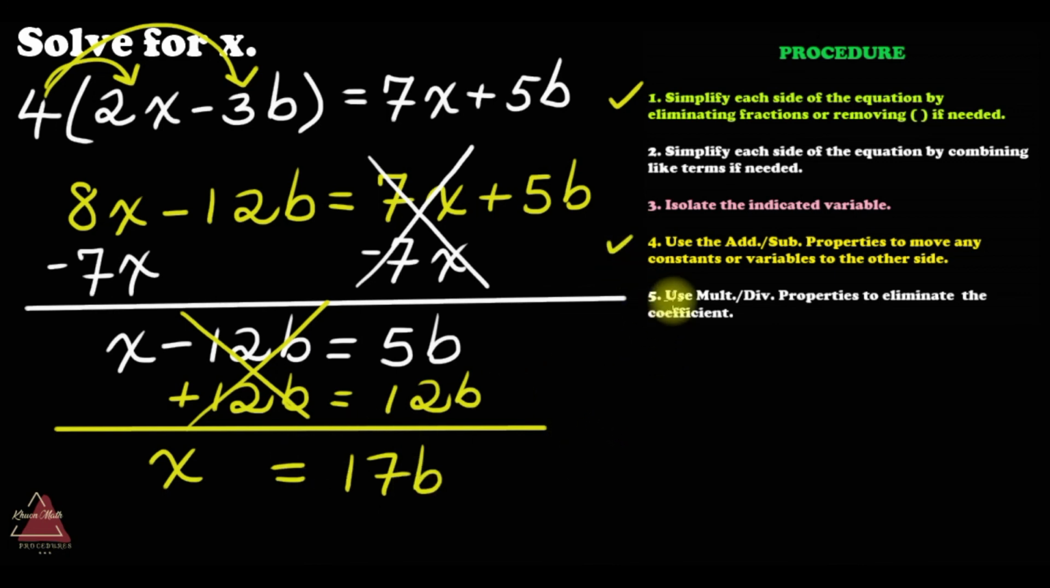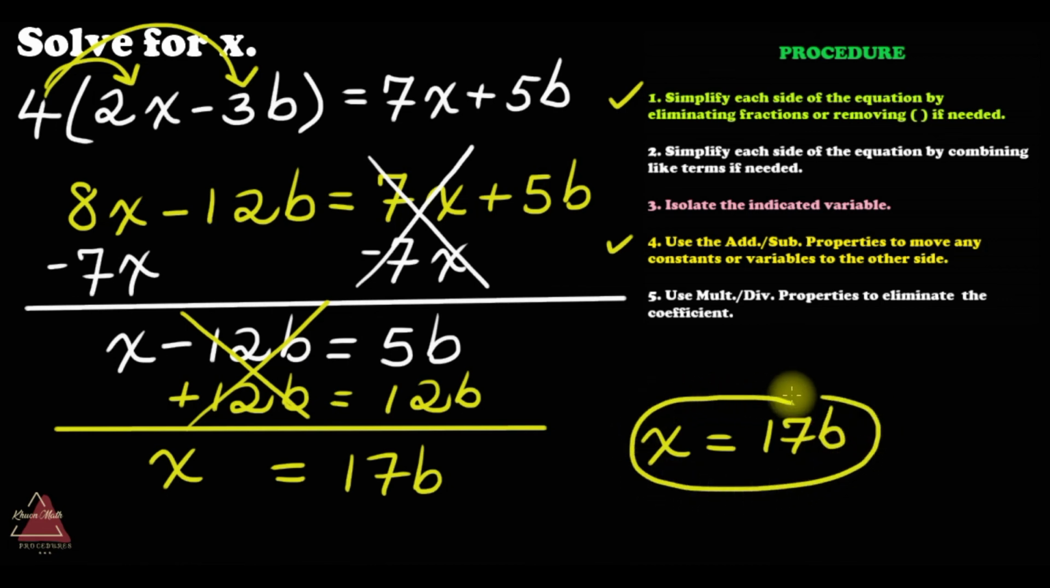Step 5 is to use multiplication or division property to eliminate the coefficient. Now your coefficient is 1, but we all know that 1x is the same as x, so there's nothing to get rid of. So x is 17b, and then you're done. So that's what x is. Okay, we solved for x.